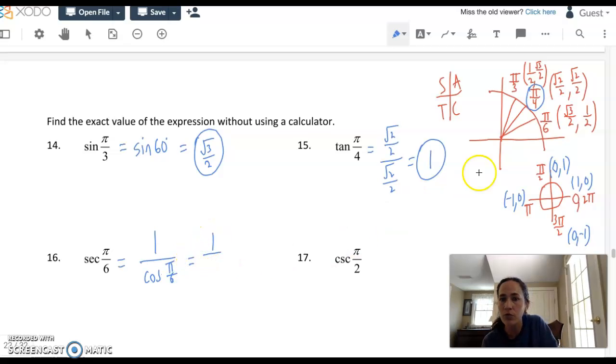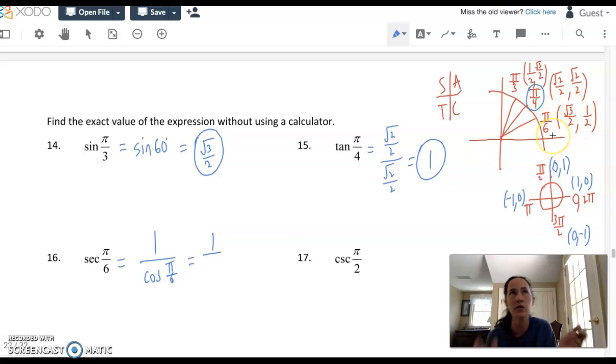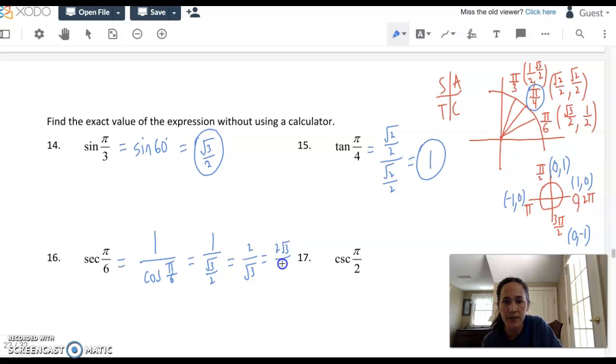So 1 over, go to pi over 6, think of the cosine. You're coming out further than you're going up, the x, and you're going to put 1 over the square root of 3 over 2. That'll flip it, right? 2 over square root of 3 unrationalized, and with a rationalized denominator, that could be a good expression for it.